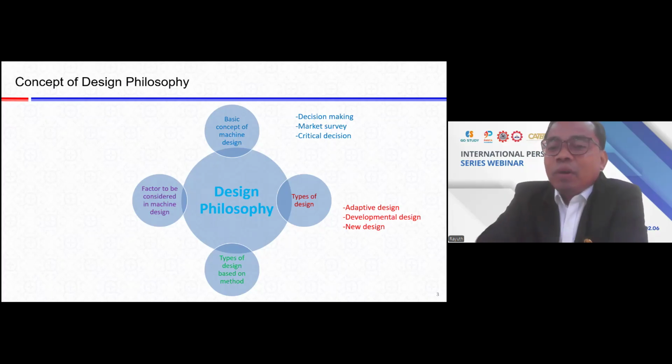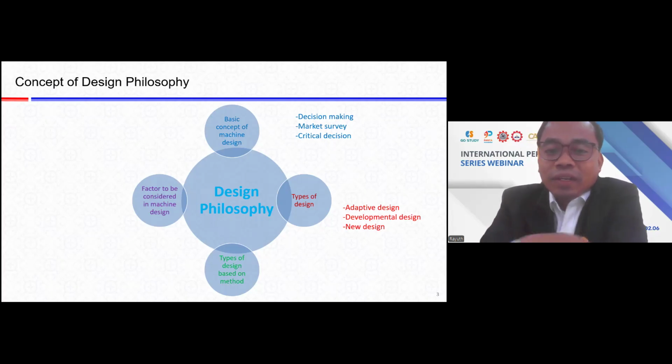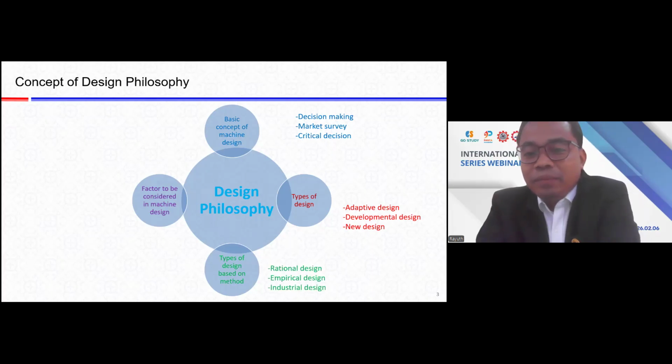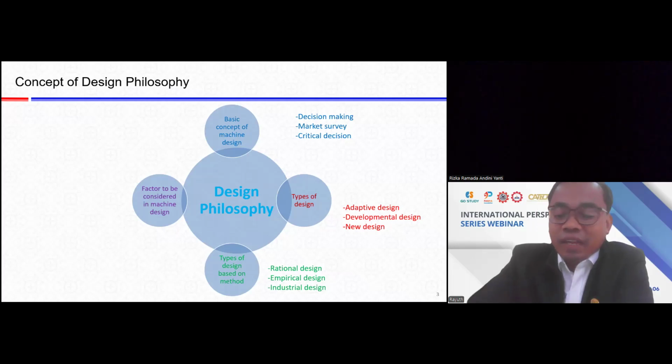For the type of design, we have only 3. One is the adaptive design, the second is development design, and the last is a new design. Yes, a new concept or new idea to do the product, a good design. And for the methodology, we look at rational design, empirical design, and industrial design. Yes, we have all the 3.